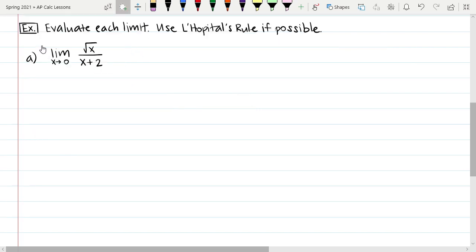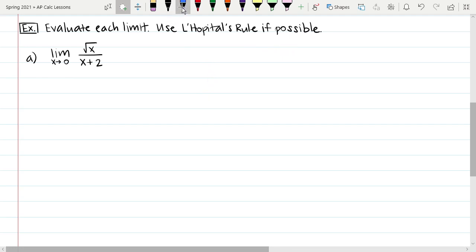Alright, so here we go. We're going to evaluate each limit. We're going to use L'Hôpital's rule if possible. And remember, it's only possible if you have the limit as x approaches c of f of x over g of x, and it yields an indeterminate form.